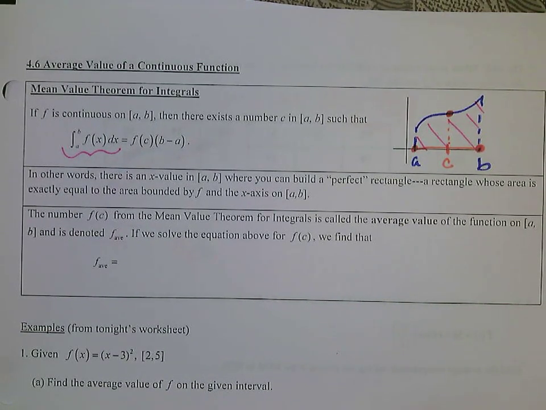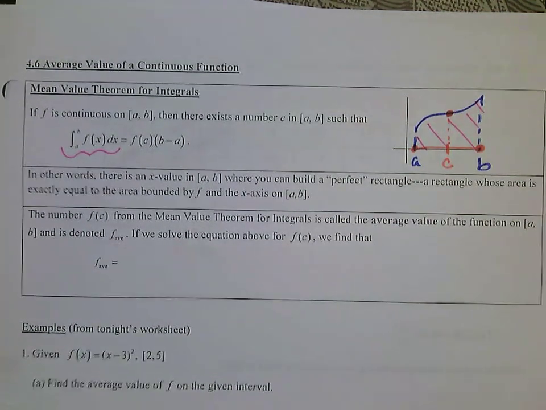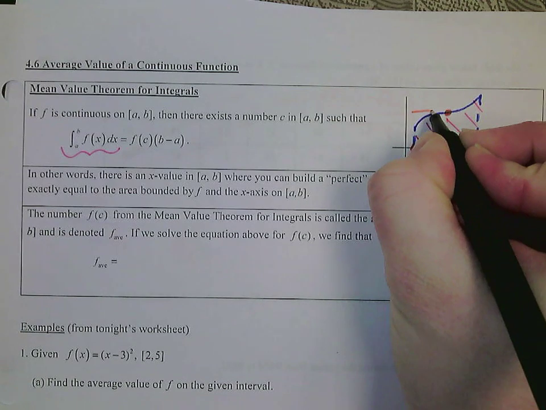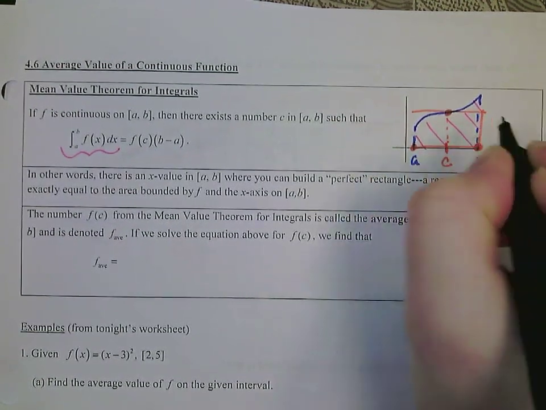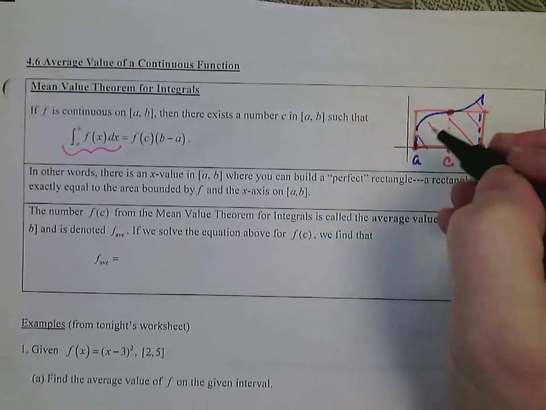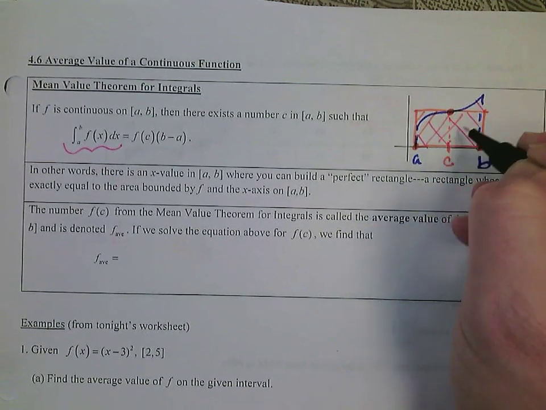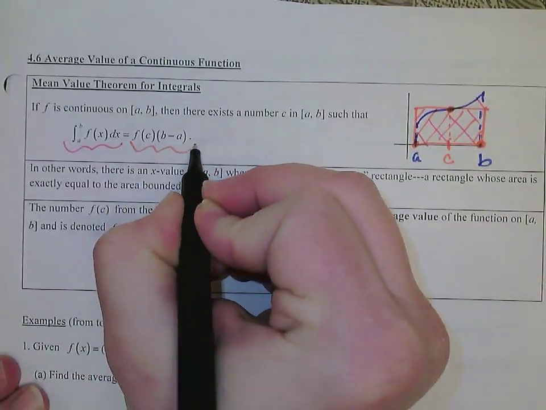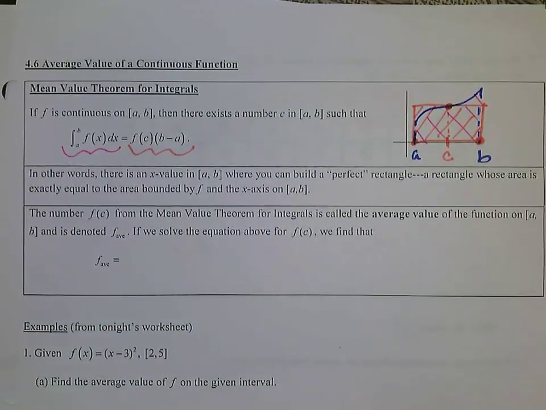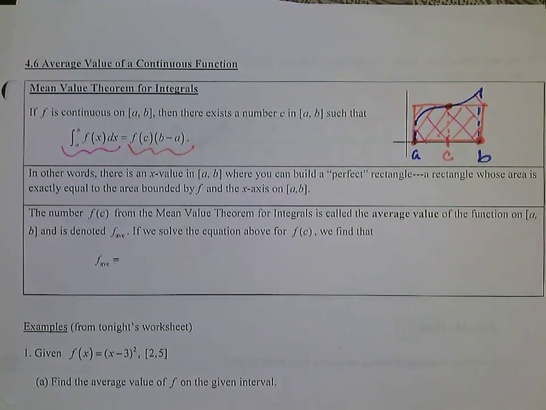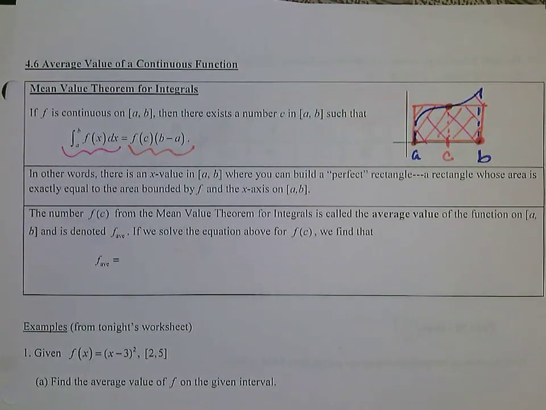More like a rectangle than a triangle, right? That's exactly what we're doing. That's the area of a rectangle. In other words, there is an x value somewhere in that interval between A and B, where you could build a perfect rectangle, a rectangle whose area is exactly equal to the area bounded by f of x and the x-axis.